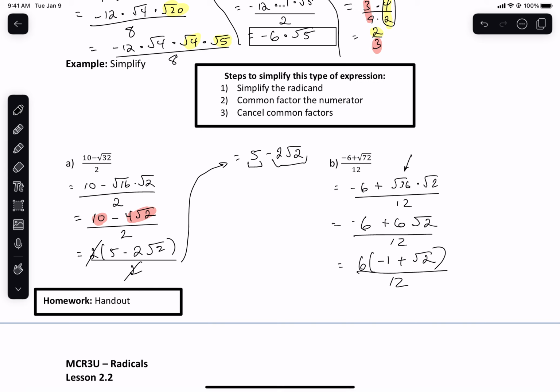What's 6 over 12? What does that equal to? 6 over 12? It's 1/2, right? So you'd get -1 plus root 2 divided by 2 is your final answer.